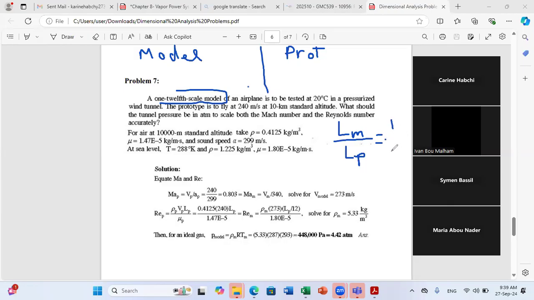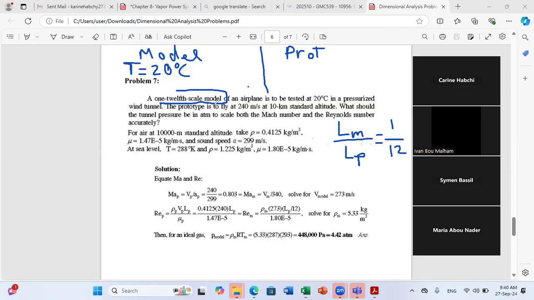Now for the model, the temperature of testing is 20 degrees. In general, they can give us the temperature because the fluid properties will be affected by the temperature. And I can give you, for example, tables. In these tables, you have for different temperatures how the density, the viscosity, etc. will vary.